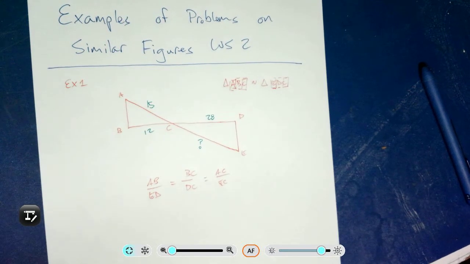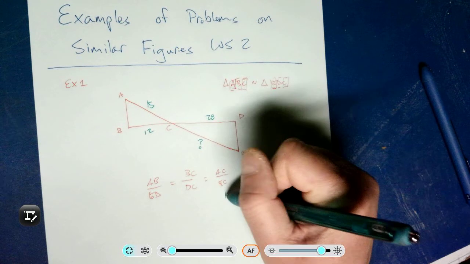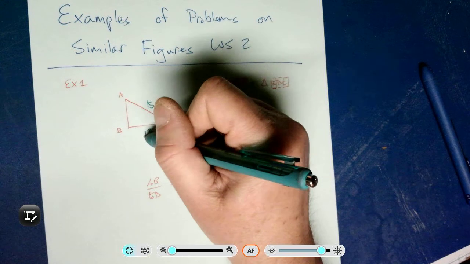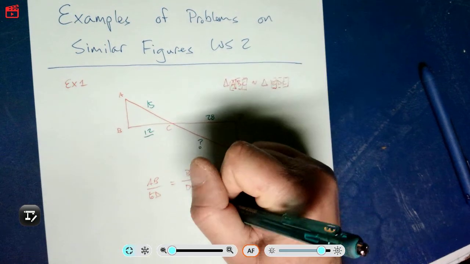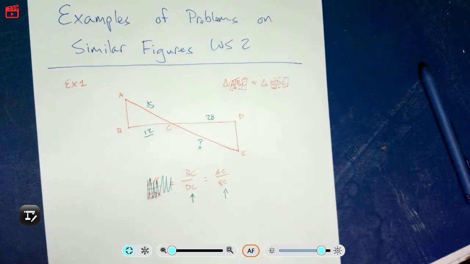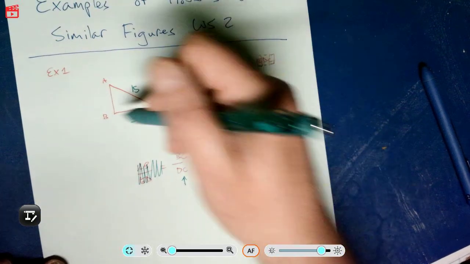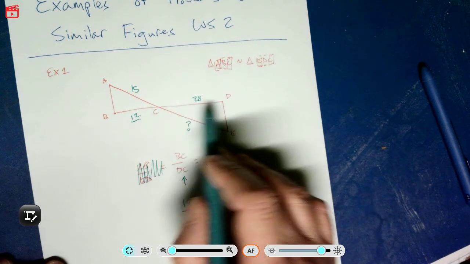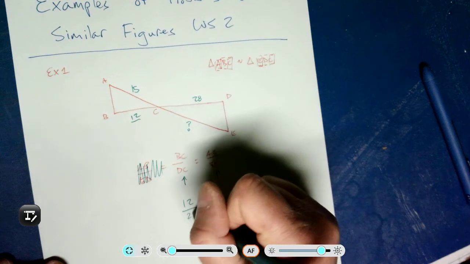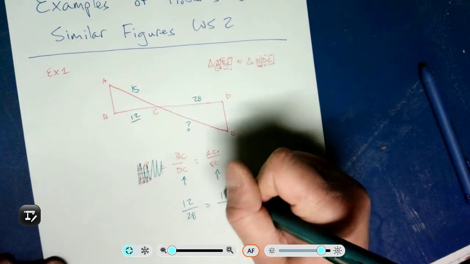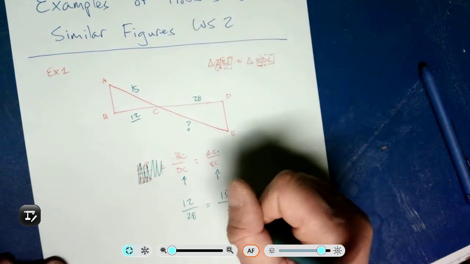So I have AC, which is right here, so AC over EC. And I have BC right there, and so I'm going to use BC over DC. So this first ratio, I'm not going to utilize in this problem. All right, let's substitute in values. BC is equal to 12 units long over DC. DC is the side right there. That's 28. Equals AC, which is 15, over EC, which is the unknown.